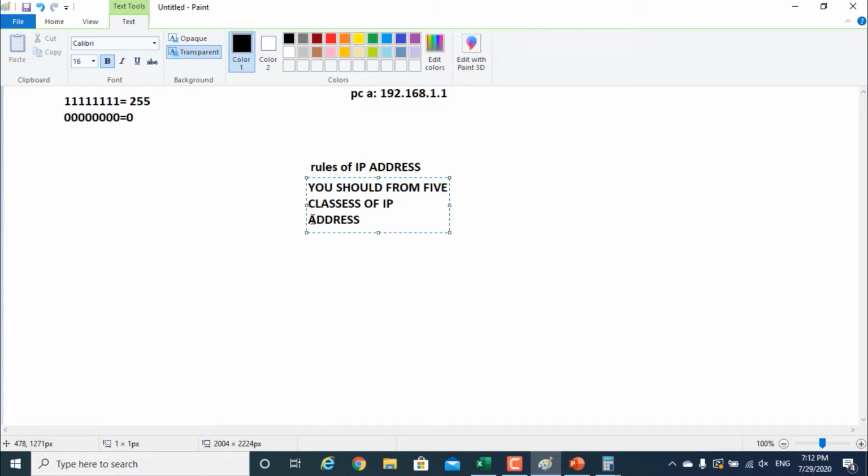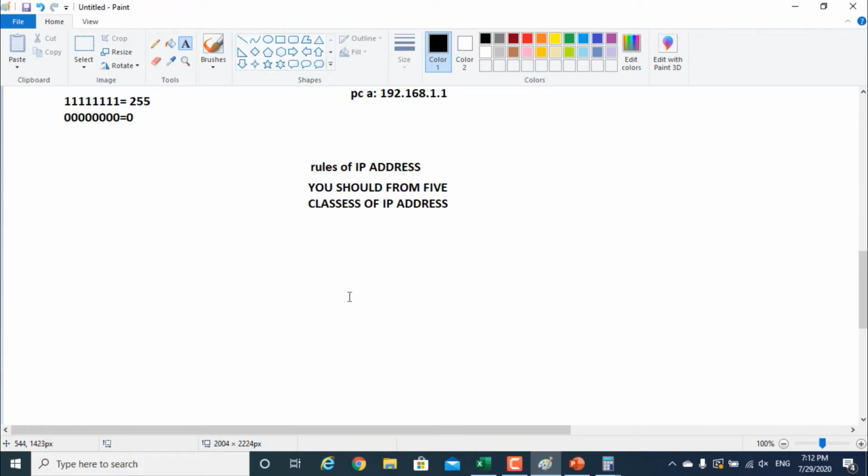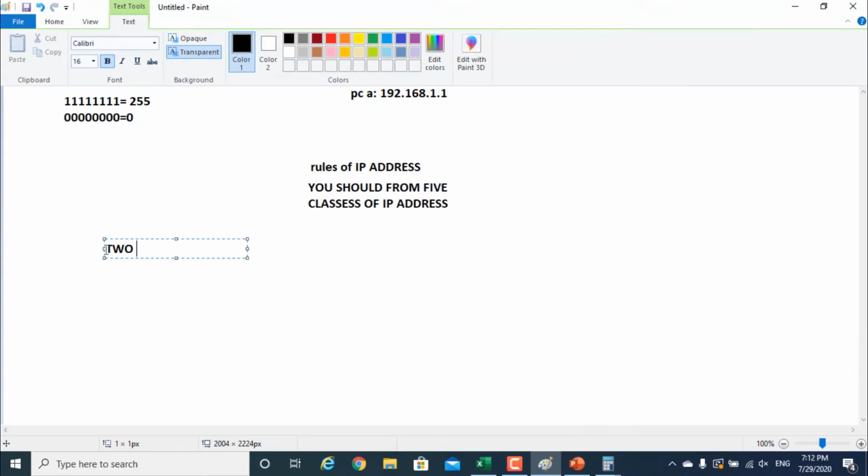So that means there are 5 classes of IP address available, from which we can select an IP address. What are those classes? Before knowing the classes, you should understand two important rules. One is that the first octet can never be 0.